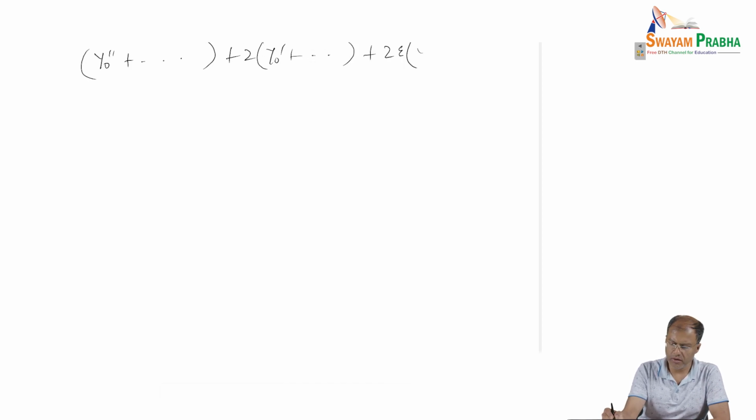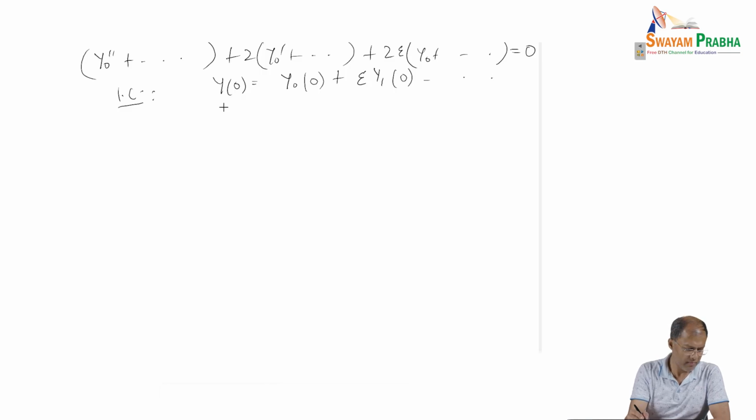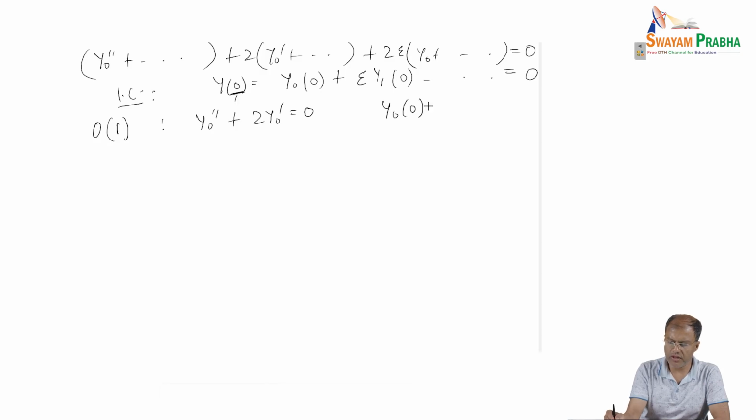2 epsilon y naught, equal to 0, and my initial condition is y of 0 is y0 of 0 plus epsilon y1 at 0 and so on. This is the condition that we have to evaluate at x equal to 0, and this has to be equal to 0. Then we can start to solve the equations of order epsilon to the power 0. You see that this is y double prime plus 2 y naught prime is equal to 0, with y0 of 0 is 0.